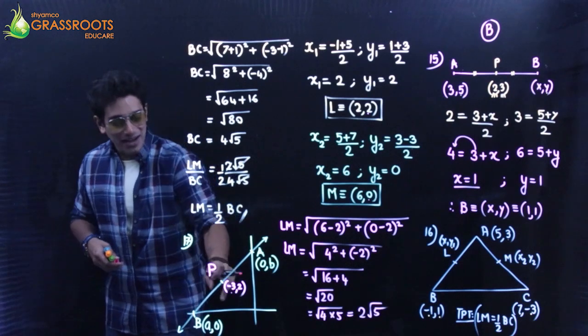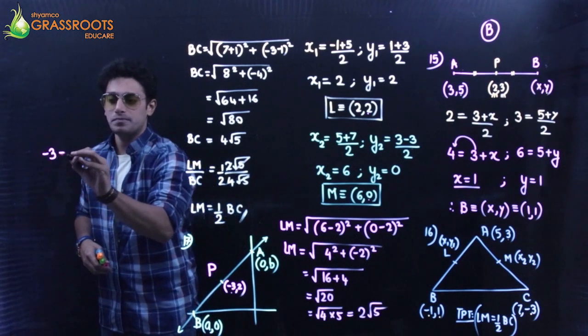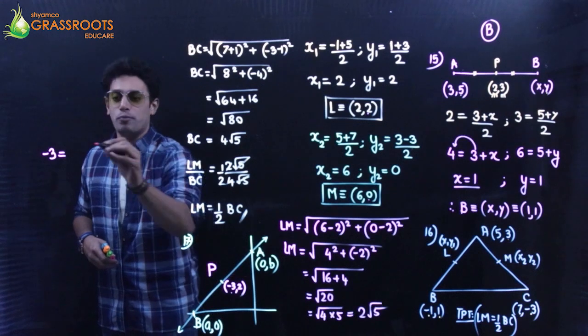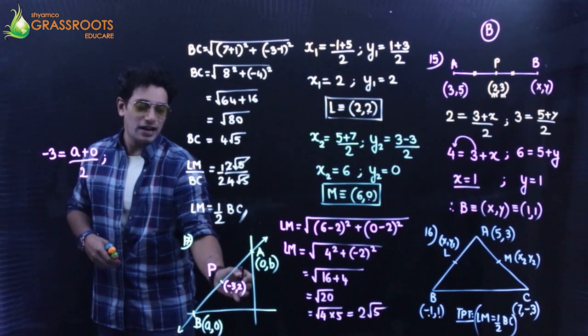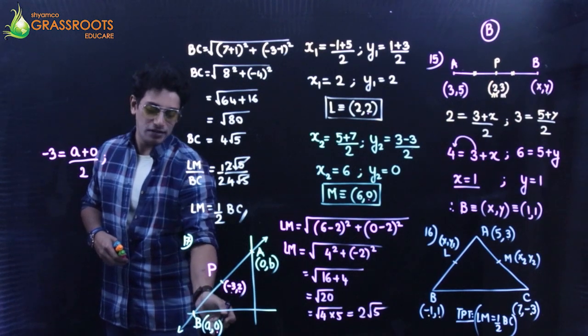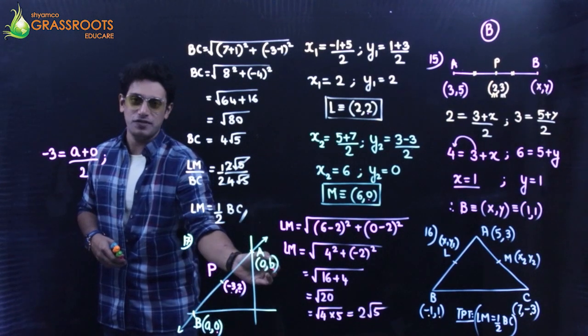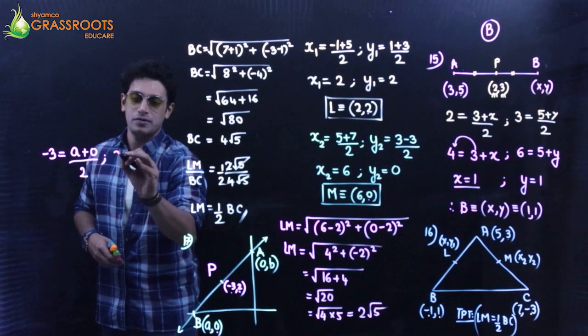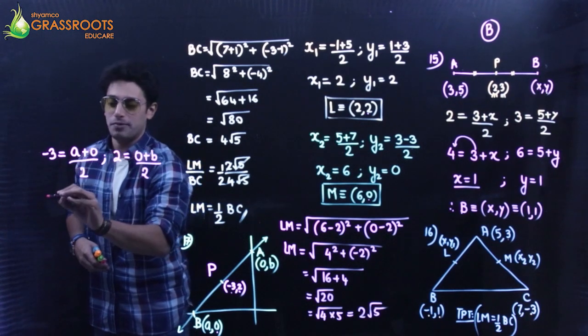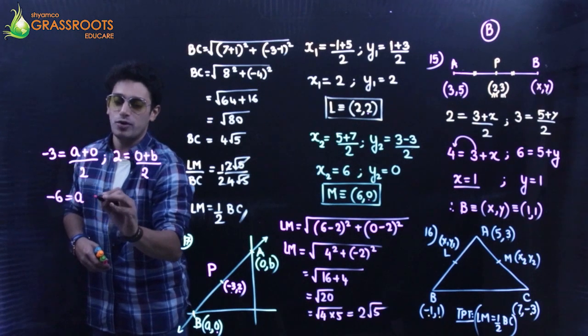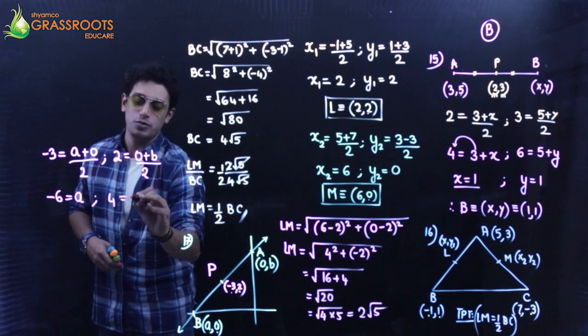Come on. Minus 3 is equal to a plus 0 upon 2. Just a midpoint formula, yaar. And 2 is equal to y of this plus y of the other upon 2. That is 0 plus b upon 2. Cross multiply. Minus 6 is equal to a. 4 is equal to b.